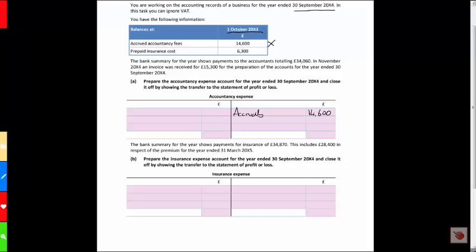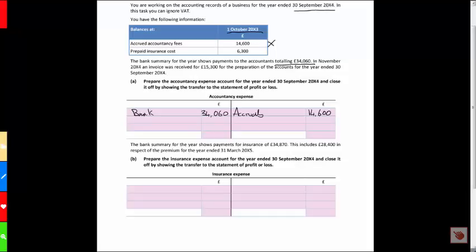We're then told that during the year we made payments to the accountant totaling £34,060. That's from the bank. Now the bank must be correct, so we never adjust this figure. We use the accruals and prepayments to adjust the charge for the year. So credit the bank and debit the accountancy expense account.